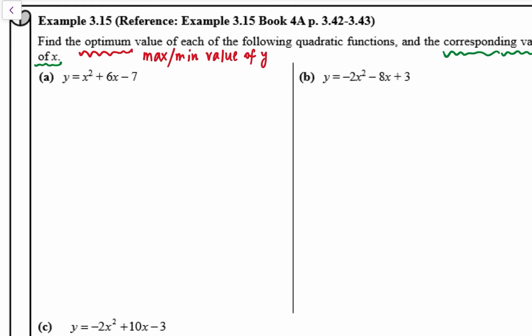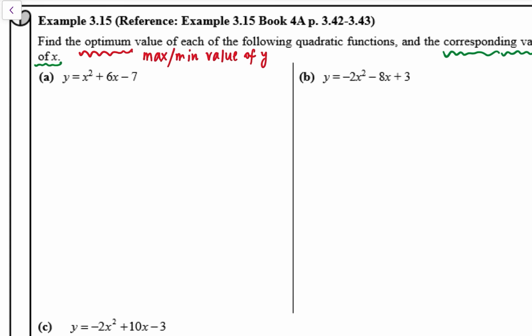Example 3.15. We want to find the optimum value of each of the following quadratic functions. So that means we want to find the maximum or the minimum value of y and the corresponding value of x. So let's try to complete the square. Let's rewrite the quadratic function in this form: y equals a times (x minus h) squared plus k. So we can find the maximum or minimum value of y as well as the corresponding value of x.